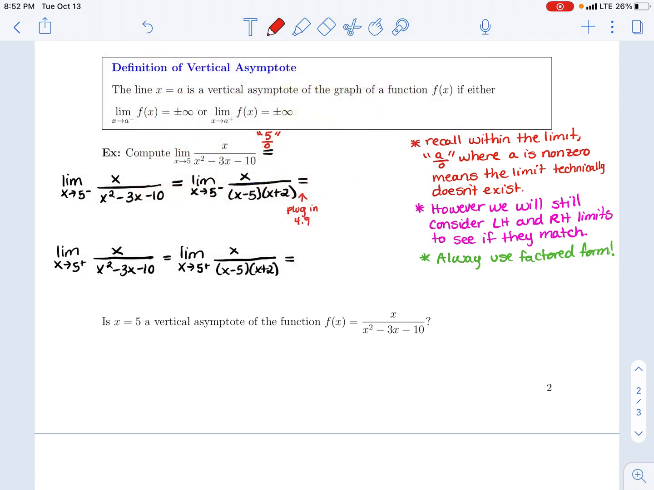So when I, in air quotes, plug in 4.9 in the numerator, I'm going to get a positive answer. In the denominator, when I plug in 4.9 into x minus 5, I know that's a negative number. However, when I plug in 4.9 into x plus 2, that's going to be a positive number. And so a positive number divided by a negative number times a positive number is going to give me a negative number. And so this is going to be negative infinity.